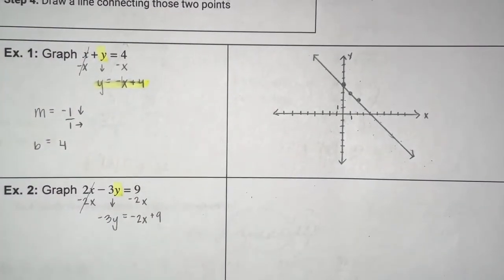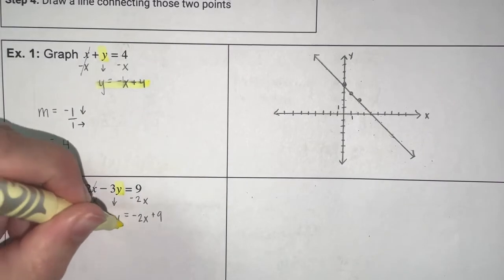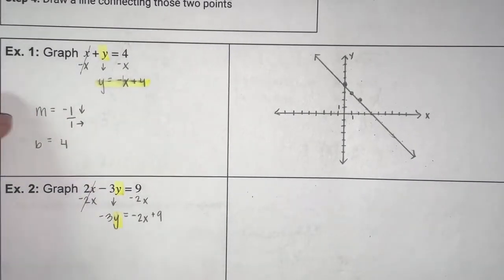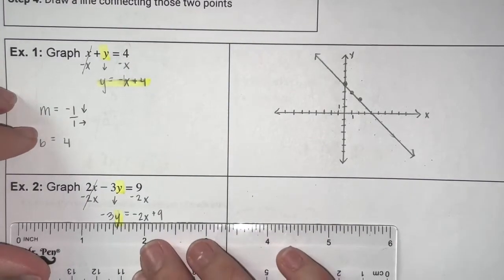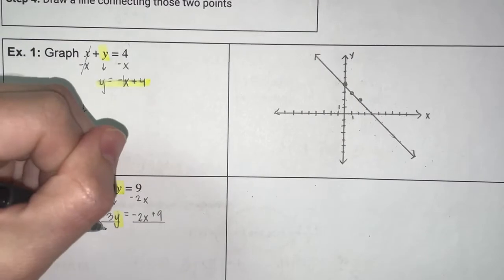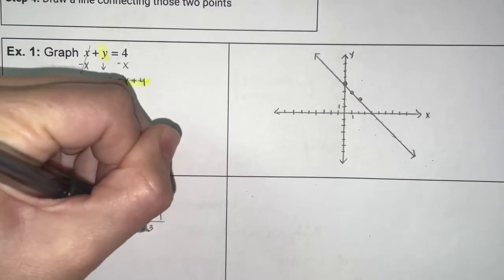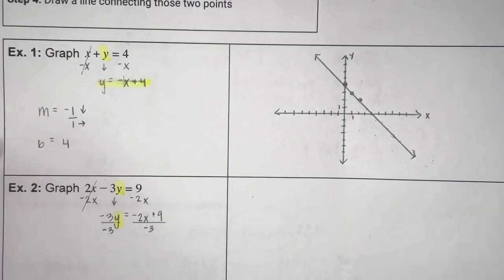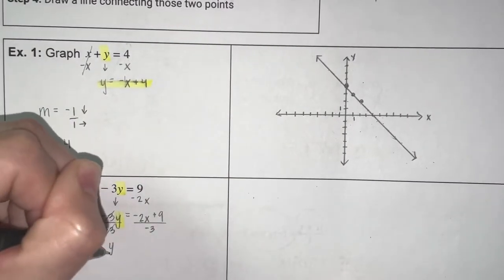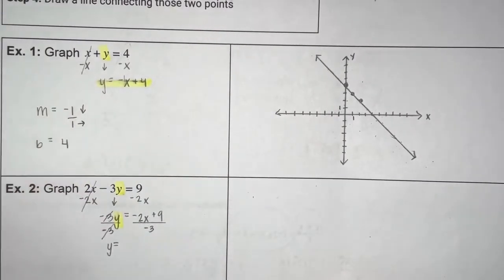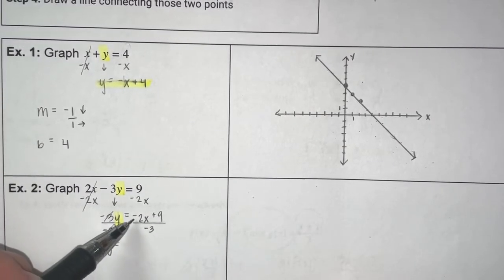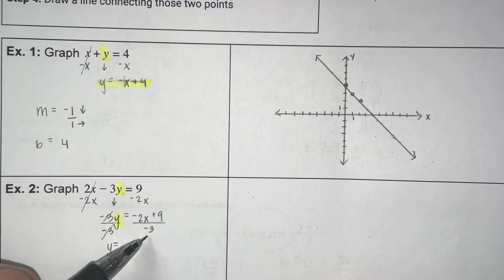And then I'm still working towards getting y by itself. Right now, negative 3 is being multiplied by y, so I have to undo multiplying by negative 3 by dividing both sides by negative 3. So multiplying by negative 3 and dividing by negative 3 cancel each other out, and I'm just left with y. And then we're going to separate this into two different fractions. So we're going to divide both of these numbers by negative 3.